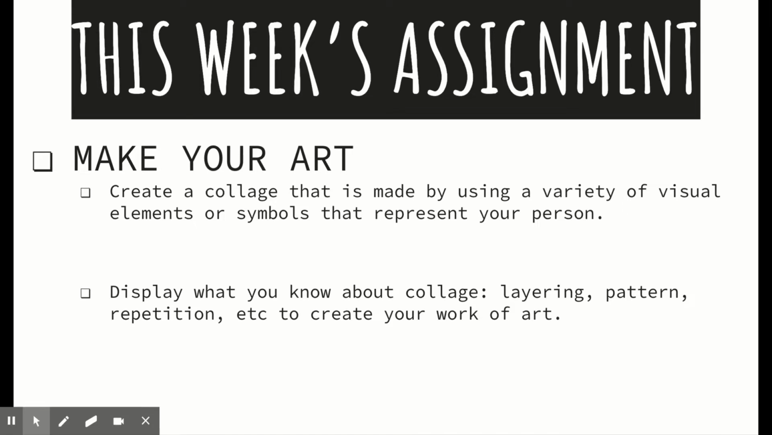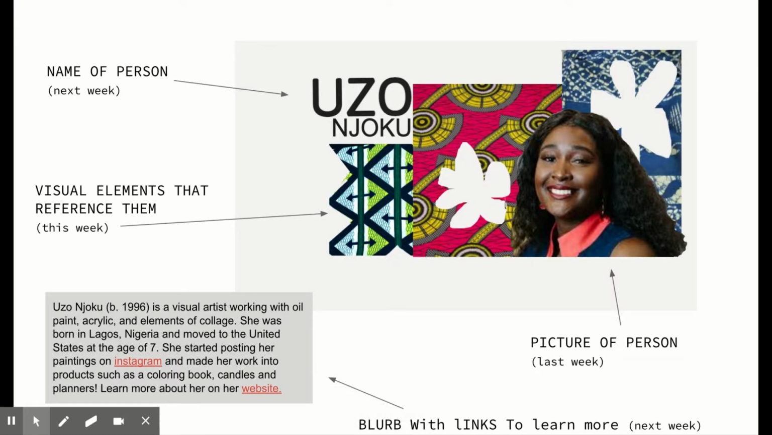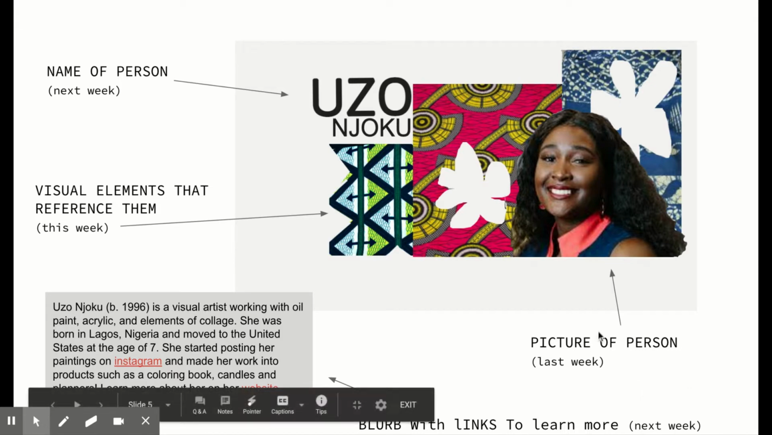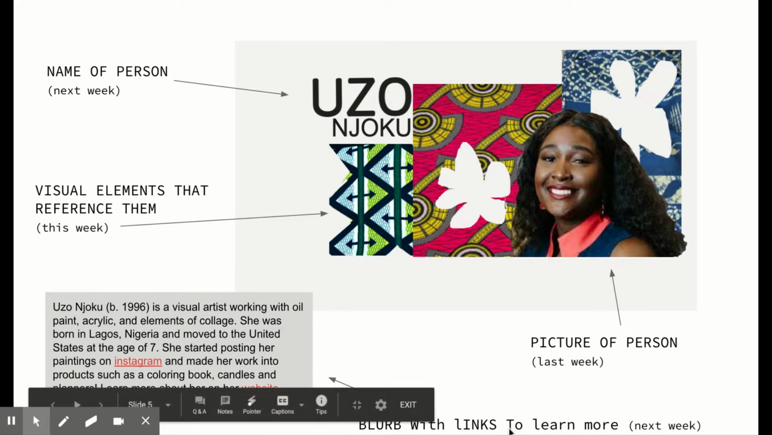So for future use, what we're going to do next, I just put this slide in here so you know kind of what's to be expected. So last week, we put our picture of a person in. So you should have a person already in your file. This week, you're going to add visual elements that reference them. So I've got a couple patterns and I'm still playing around with this. Next week, you're going to place your person's name in here. And then next week, you're also going to have a blurb with links to learn more.